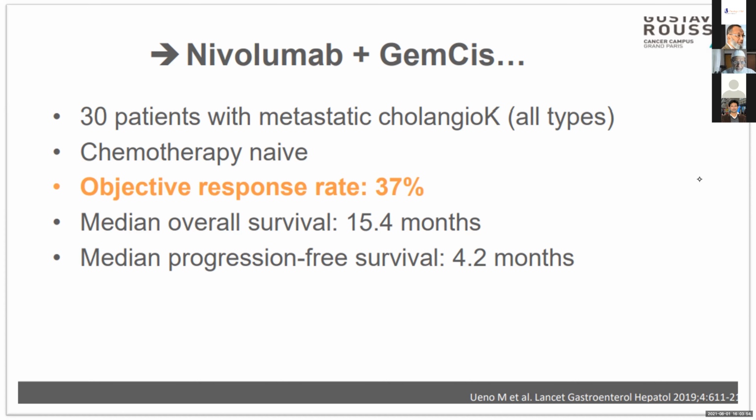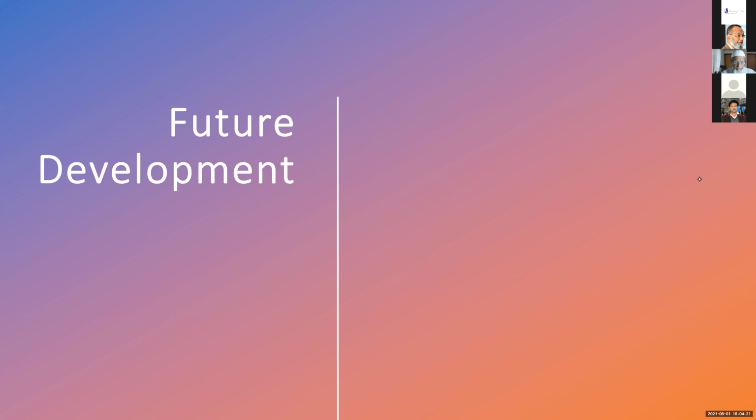With nivolumab along with gemcitabine, 30 patients with metastatic cholangiocarcinoma with no prior treatment were recruited in the study, and it was found that the objective response was only 37%, and the median overall survival was 15.4 months. It is a small cohort study which should be encouraged to evaluate immunotherapy in advanced biliary tract cancer. And what are the future developments?